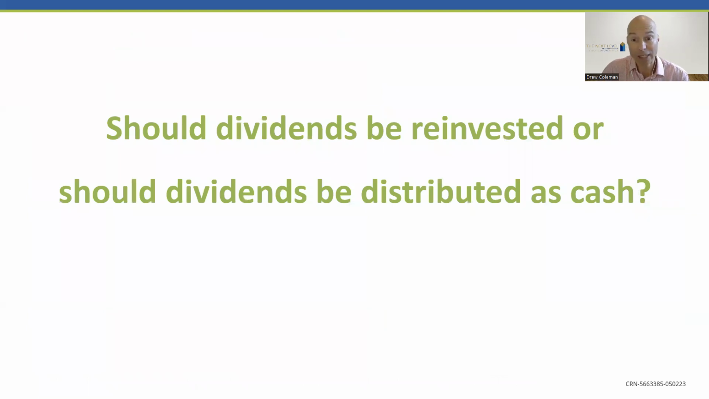So a question you might be asking is, well, should dividends be reinvested or should dividends be distributed as cash? It's a good question, and the answer depends on an investor's unique situation. However, broadly speaking, the decision to reinvest or not can boil down to age. And like I said, this is just broadly speaking. There are many, many nuances to consider.